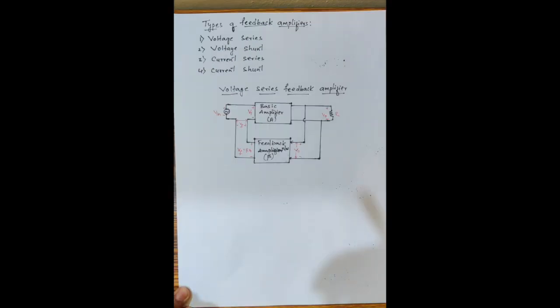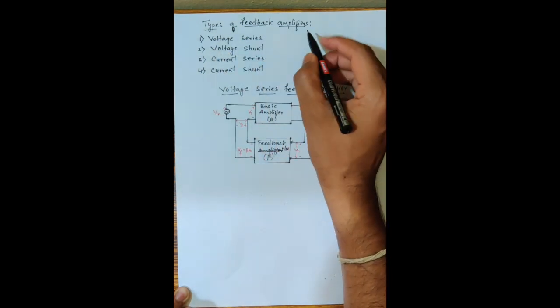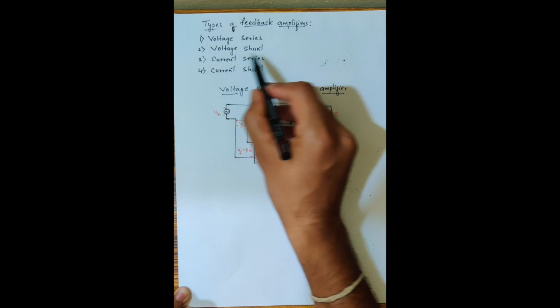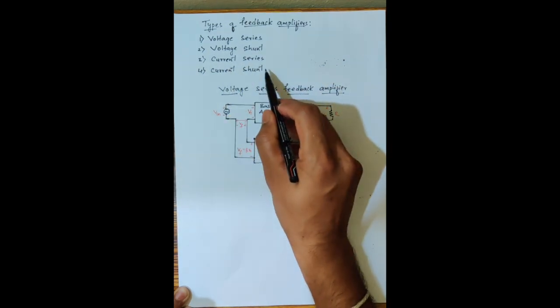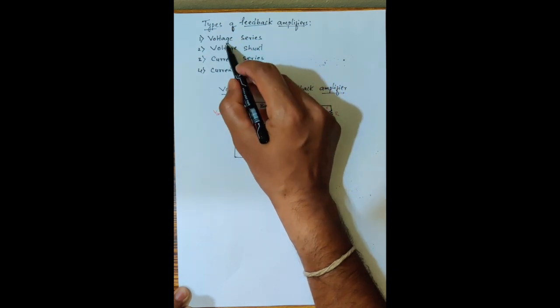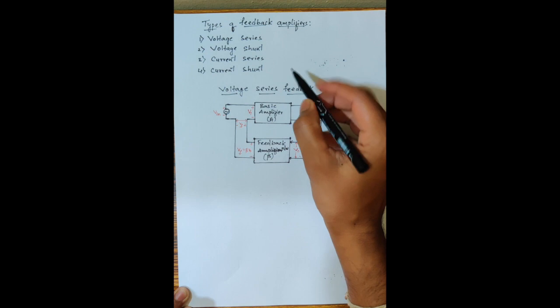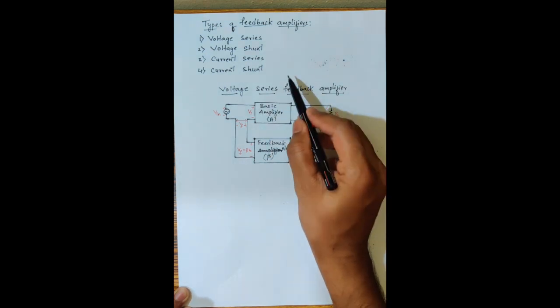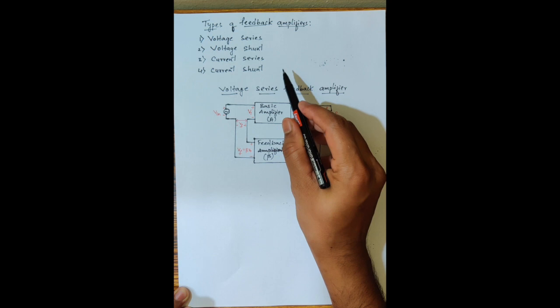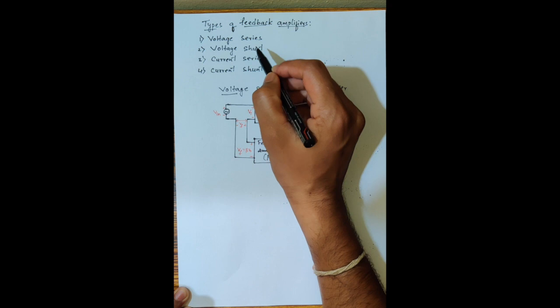In the previous topic, we were discussing types of feedback. There were two types, positive feedback and negative feedback. Here we will discuss types of feedback amplifiers. There are four types: voltage series, voltage shunt, current series, current shunt. We can observe here the first term indicates the nature of output, whether it is voltage or current, and the second term indicates the nature of mixing. As we know, in feedback amplifiers, at the input side there are two signals, one is the input signal and the fraction of the output signal. So the second term indicates the nature of mixing, whether they are connected in series or parallel.